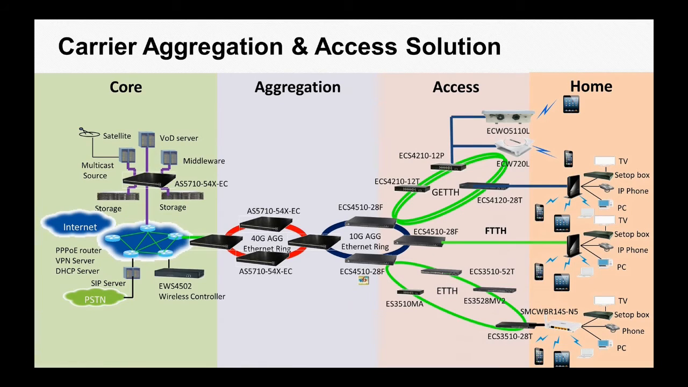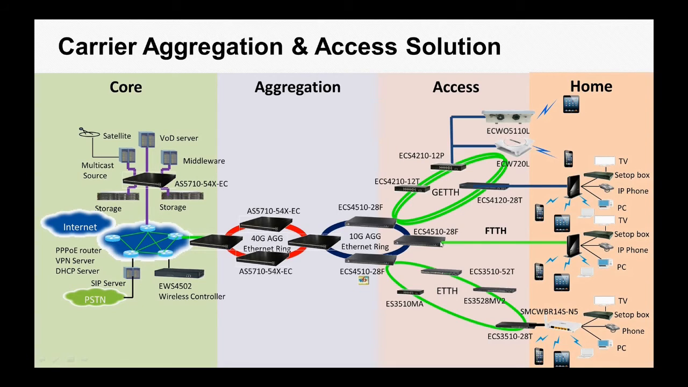So this is the application Edgecore switch can be used. For example, here, this is a Fast Ethernet access switch ring, which connects to the home user, home CPE devices. And Edgecore provides the 8-port, 24-port, 48-port Fast Ethernet switch, so we can provide 100 megabit bandwidth to the home user. And recently, we also have some gigabit access switch, which can provide gigabit bandwidth to the home user.